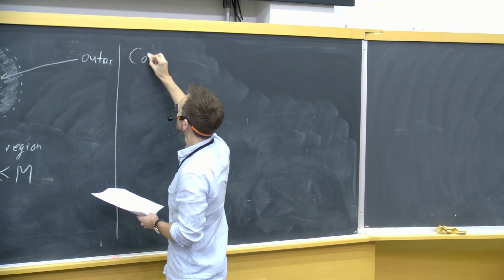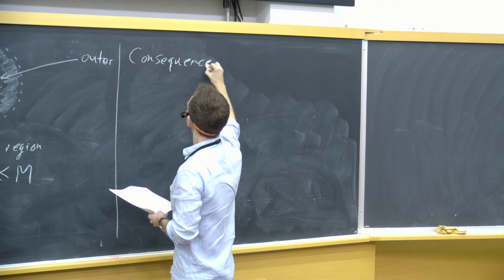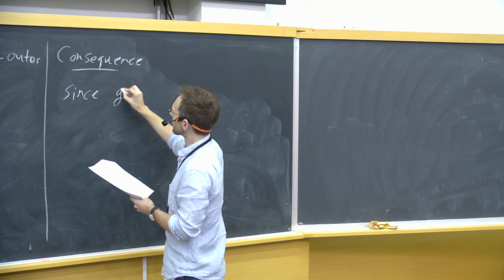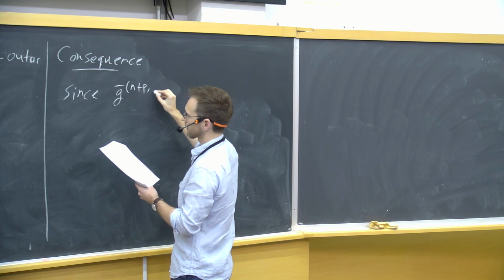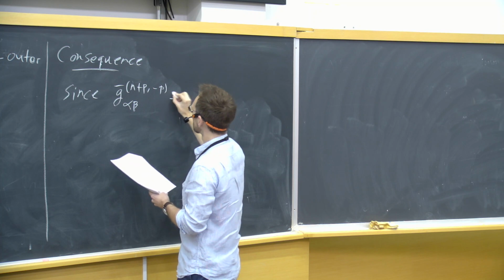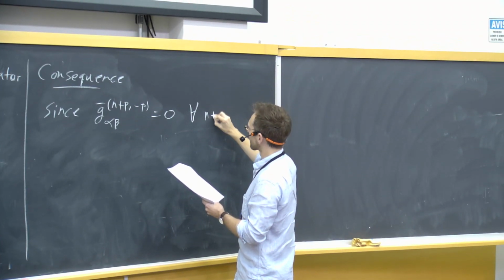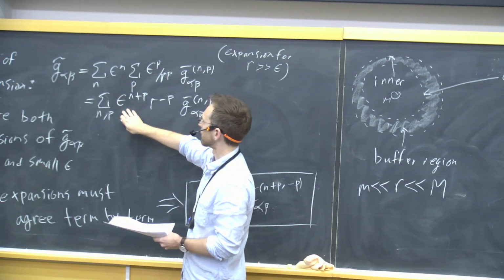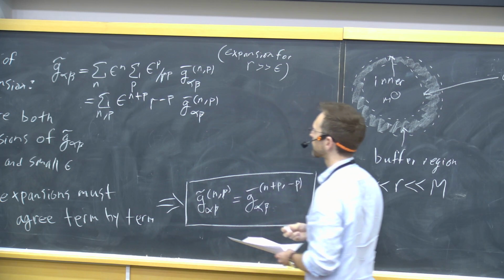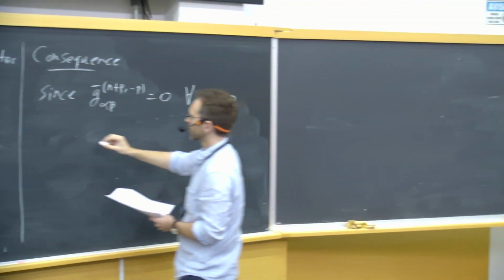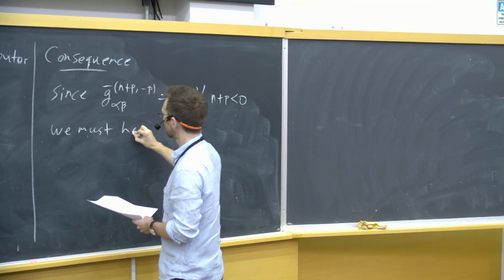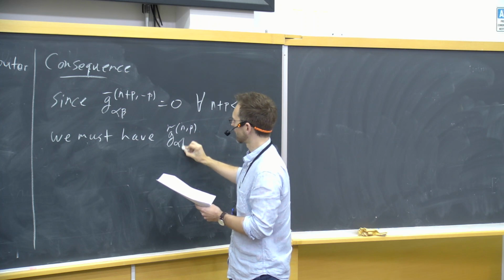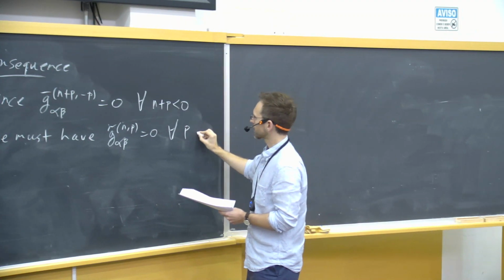A consequence of that is that since g bar n plus p minus p alpha beta equals 0 for all n plus p less than 0, what that means is that there's no negative powers of epsilon in your initial starting expansion. We must have g tilde n p equals 0 for all p less than minus n.